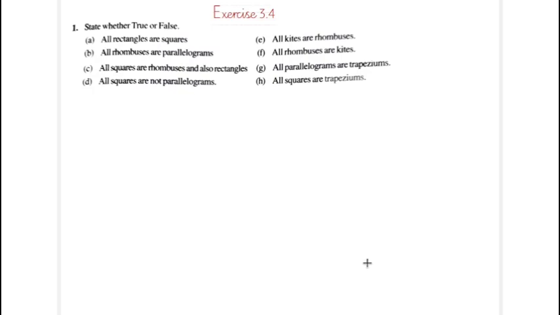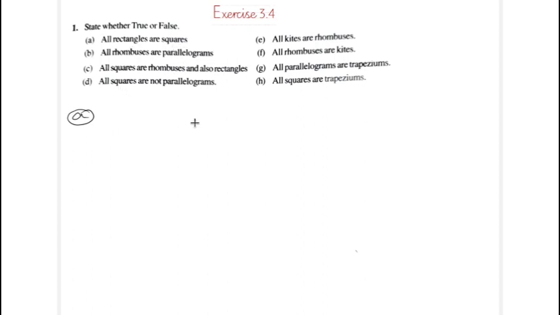Now we will move to exercise 3.4, question number 1. State whether true or false. Here some statements are given. We have to check whether they are true or false. Number A first of all. Number A, all rectangles are squares. So all the rectangles are squares.